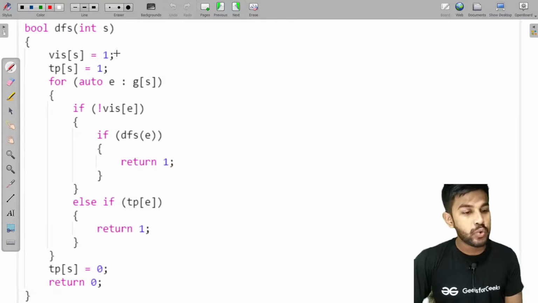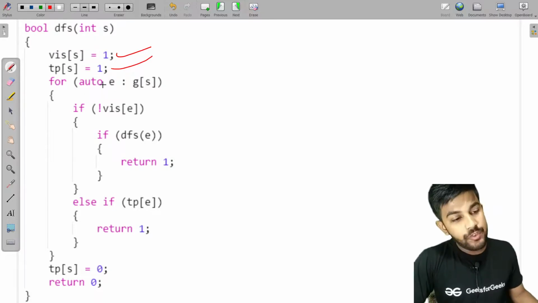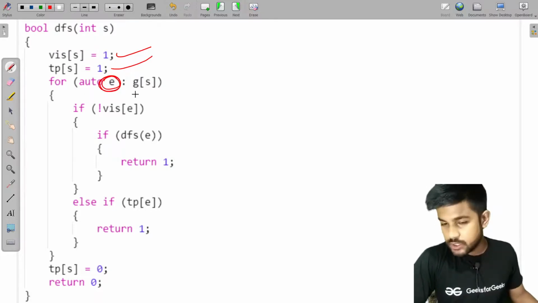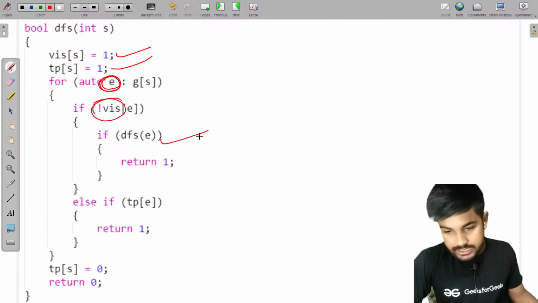We are marking the node visited. We are marking the node in the temporary array. Our name is a TP. It is okay. And now we are visiting the neighbors of the graph. It is a common use. And then if it is not visited, then we are visiting it.